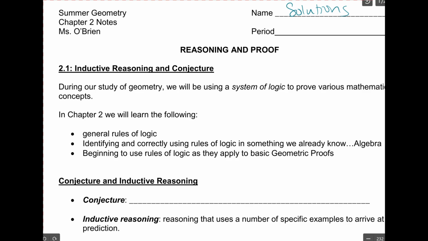Okay, so chapter 2, reasoning and proof. During our study of geometry, we're going to be using a system of logic. Logic is basically describing the rules of, in general, it's like philosophy, right? So describing the rules of why something is right or wrong, how things are connected.